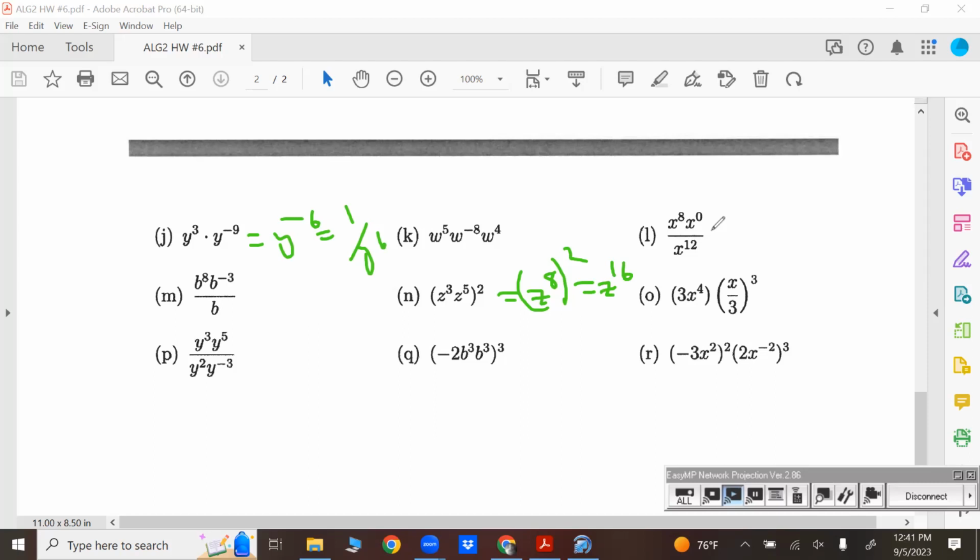x is anything to the 0 power is always 1, just so you know. Does anyone know why when you raise something to the 0 power it's 1? Anyone have a good explanation? My AP Calculus students sometimes don't know this, so I'm curious. I'll be really impressed if anyone does know, but if you don't, that's fine too. Anyone know why it's 1 when you raise them to the 0 power?